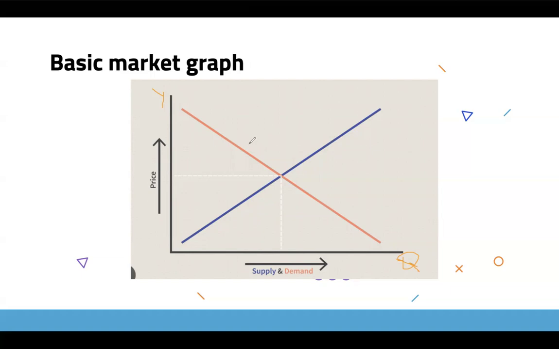So for example, if people really like an advertisement of the product and more people buy them, the demand shifts to the right, and then both the price and the quantity at which the item is sold increase. So this is a very basic market graph.